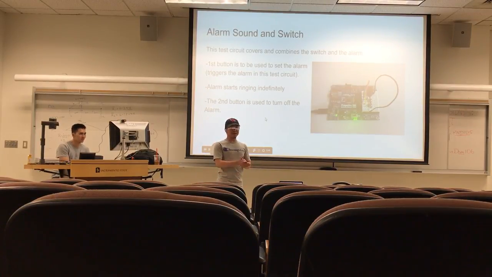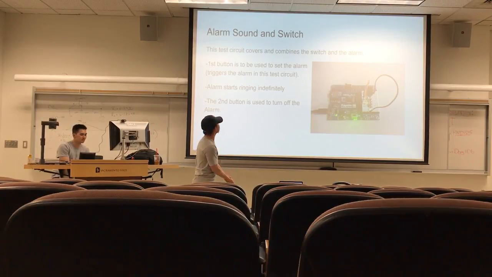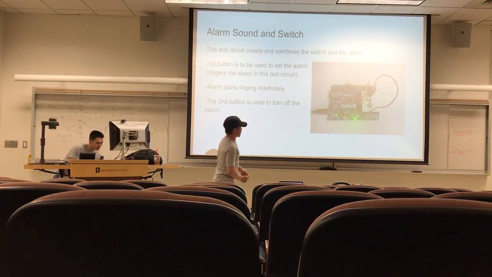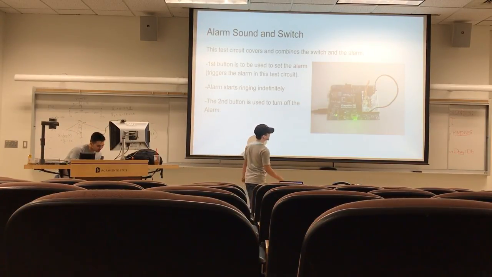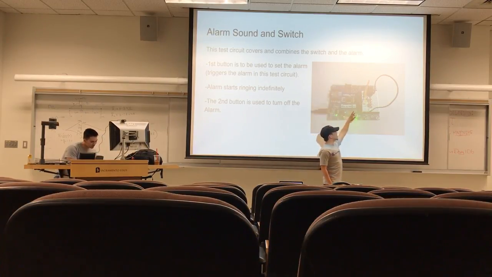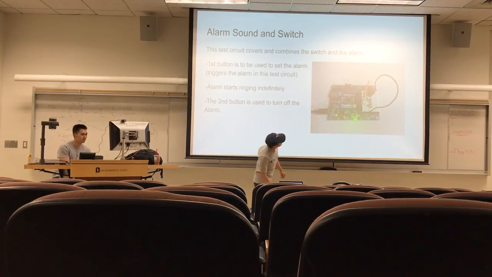So the first component of our car alarm system is the simple on and off switch interface. What we did here is we inserted two buttons, one for on and one for off, and we connected it to a 3.3 volts power supply.